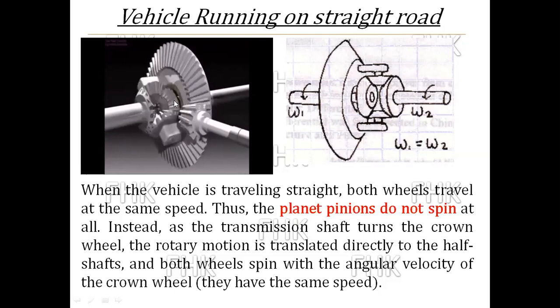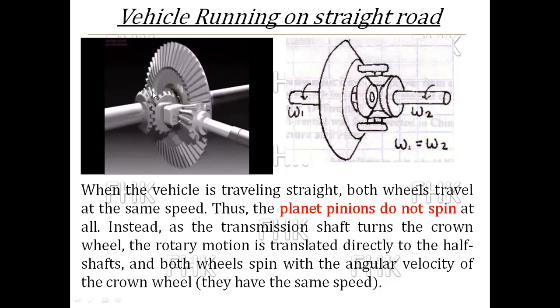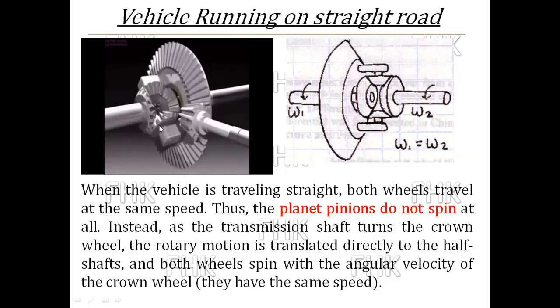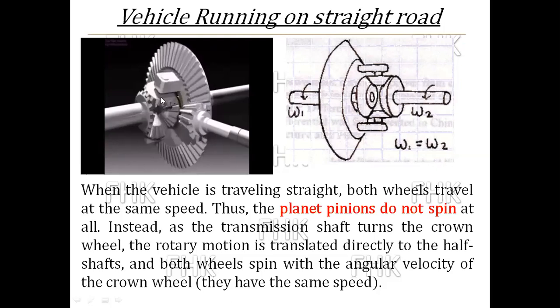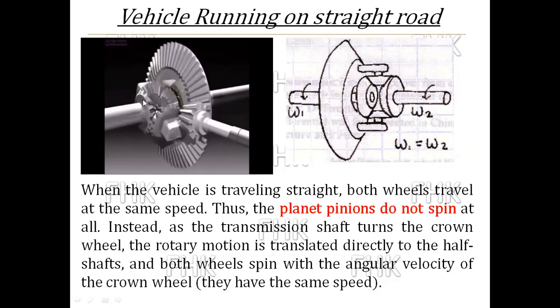Why? Because with respect to the crown wheel, these two planet pinions are not spinning or rotating about their own axis. That's why the same motion is given to sun gear A and B.